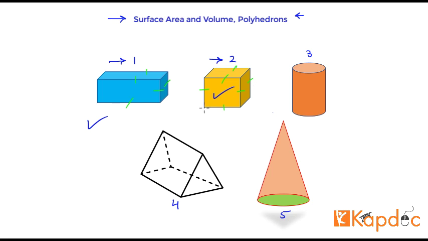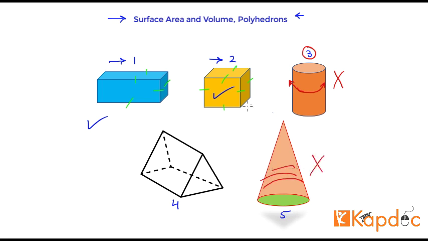What about shape number 3? It doesn't look like a polyhedron because it has a curved edge, just like what you see here in the red, correct? So this is the boundary of a cylinder and it is a curved edge. Hence we will say that a cylinder is not a polyhedron. I'm going to jump straight to shape number 5. It's a cone. It also has a curved edge, right? Just like this. So we will say that this is also not a polyhedron.